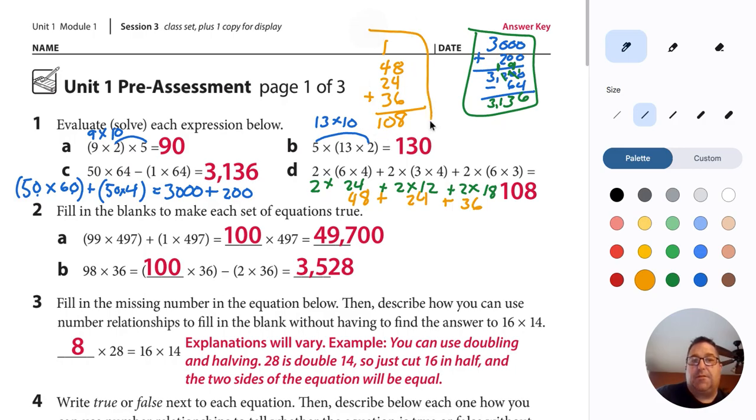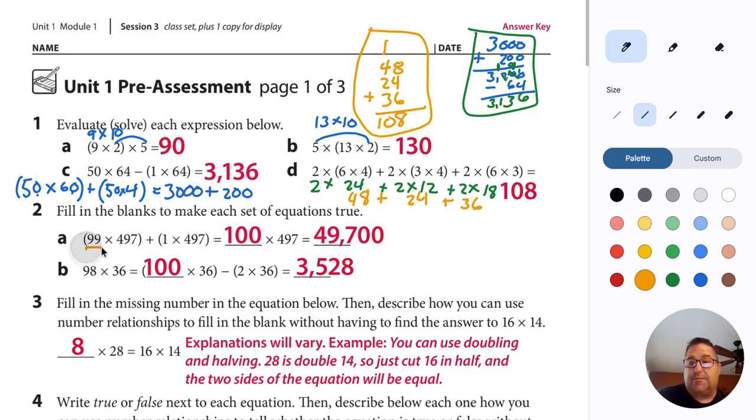So again, just showing you the work here, so that way we can know what we're doing. All right, number 2, fill in the blanks to make each of these true. So 99 times 497 is the same as plus 1 times 497. So 99 times 497 plus one more group of 497 would be the same as just 100 times 497.